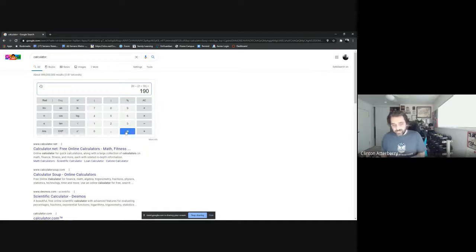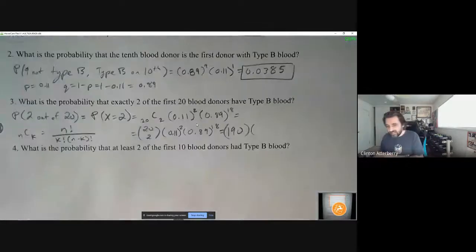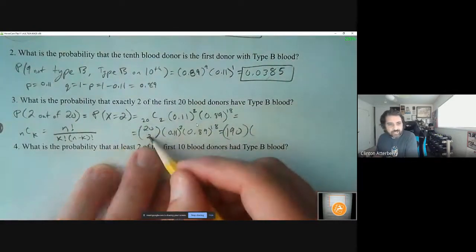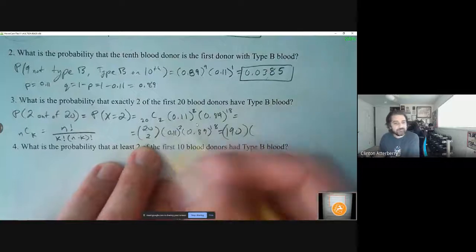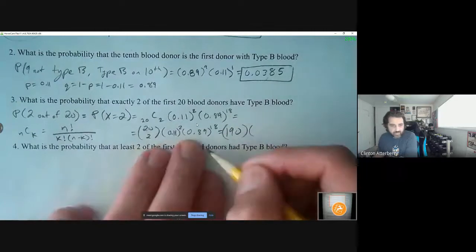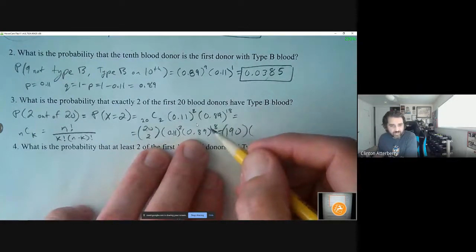Instead of doing all the work and writing all the stuff, the calculator simply says it equals 190. So I'm going to jump down to this one and call this 190, and then 0.11 to the second power. Oh, you guys didn't see what I wrote, I'm so sorry. So I took the 20, so it's 20 choose 2, which is how we say it. Times the success, and we want 2 of them, so it's the second power, times the failures, which is the difference, 18 failures. Out of 20, if 2 are successes, 18 are failures.